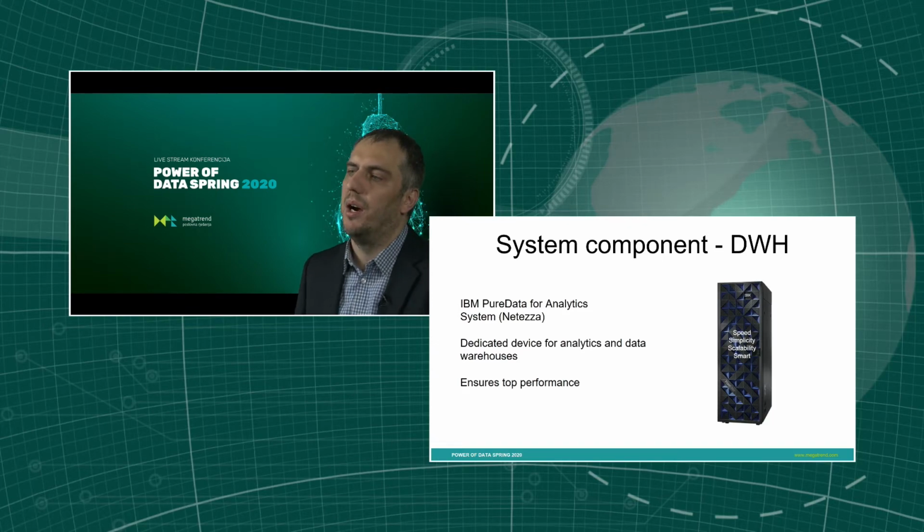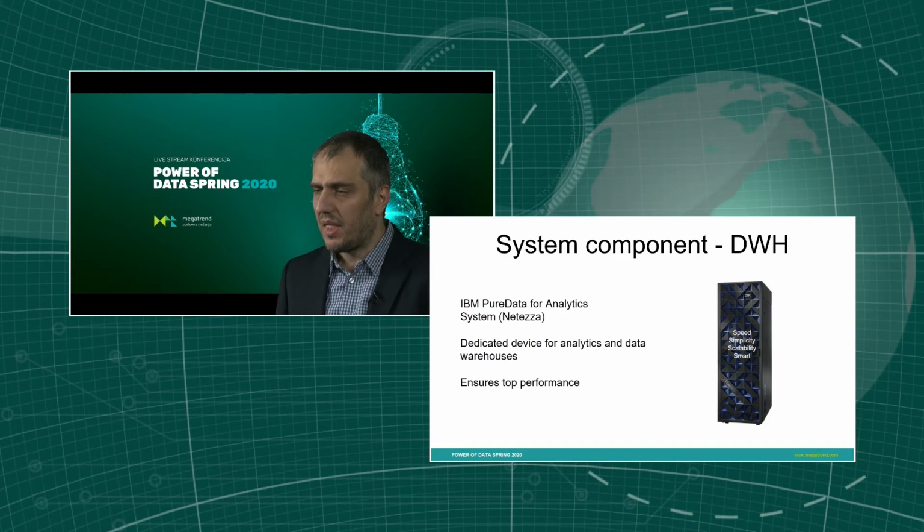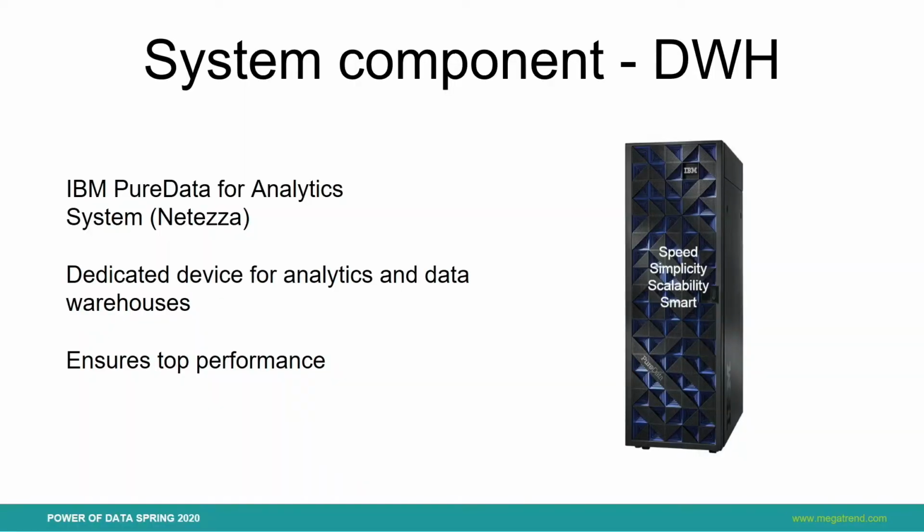Now I will talk more about the components of the BI module. First of all, there is the data warehouse. This component is realized on the IBM PureData for Analytics system, or popularly Netezza. It is a dedicated device for analytics and data warehousing, which ensures top performance. It uses massively parallel processing and raw hardware power, and it is able to get fast answers for all the queries.